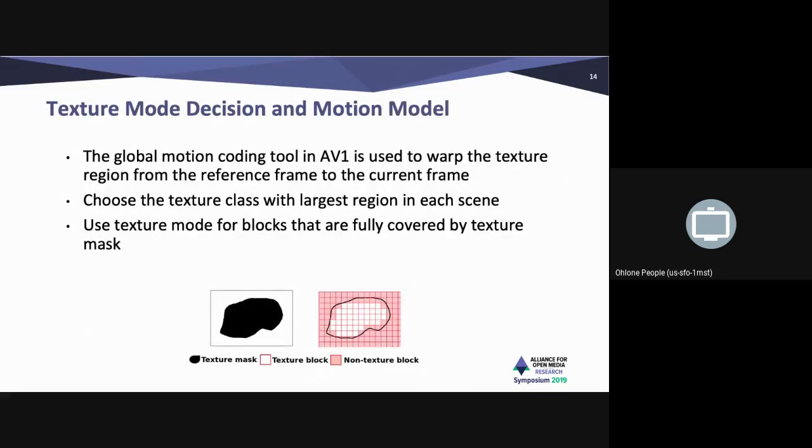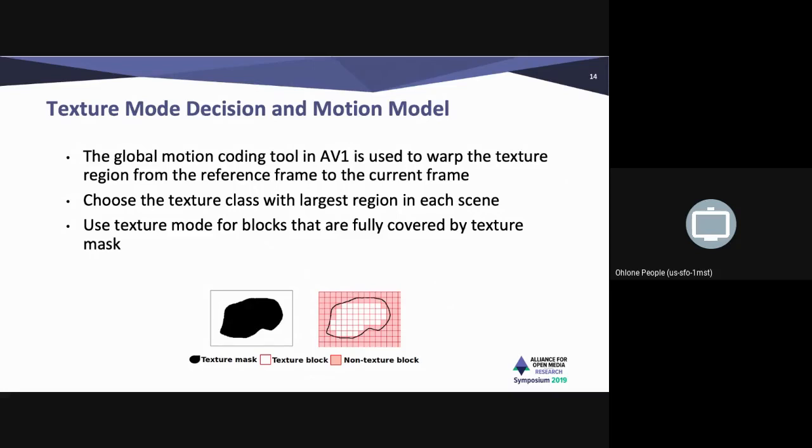So currently, we consider the largest connected region in the frame as the texture class for each of these. Since this one large region will typically share the same motion information, we use the global motion coding tool available in AV1 to warp textures from the reference frames to the current frame. Then we ensure that the blocks are fully covered by the texture masks when the texture mode is enabled.